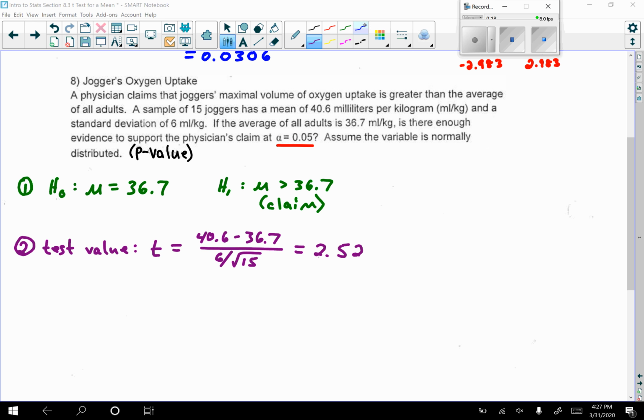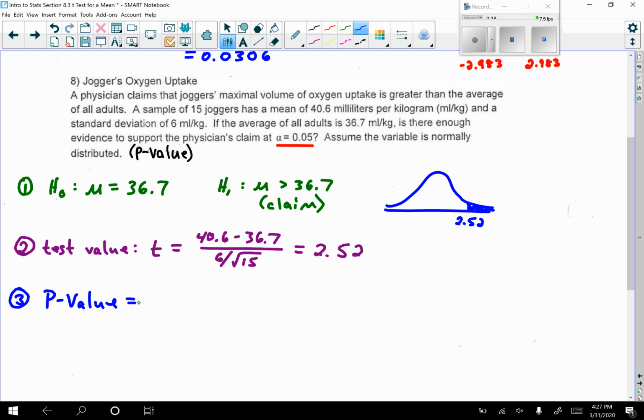Okay, now we want to use that to find our p-value. So step 3 is the p-value. Since this is greater than, it's a right-tailed test. So this test value here is about 2.52, which means the area we're looking at is shaded to the right of it. So we're using this as a lower bound. If you go to menu 555, type in our lower bound is 2.52. The upper bound is infinity. Our degree of freedom, we're looking at 15 joggers, so our degree of freedom is 14.